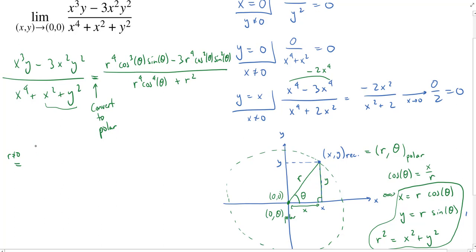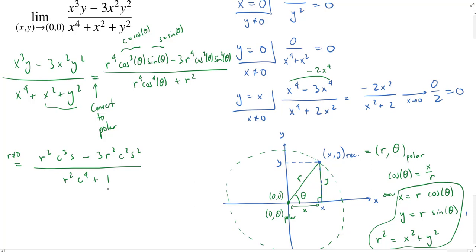And so I'm left with, well, before I copy all this, I'm going to tell you guys a little secret. When I'm doing these sort of calculations, I write c instead of cosine of theta and s instead of sine of theta, and it just makes my life so much better. So I can write this as, when I cancel r squared, c cubed s minus 3r squared c squared s squared over r squared c to the fourth plus 1.